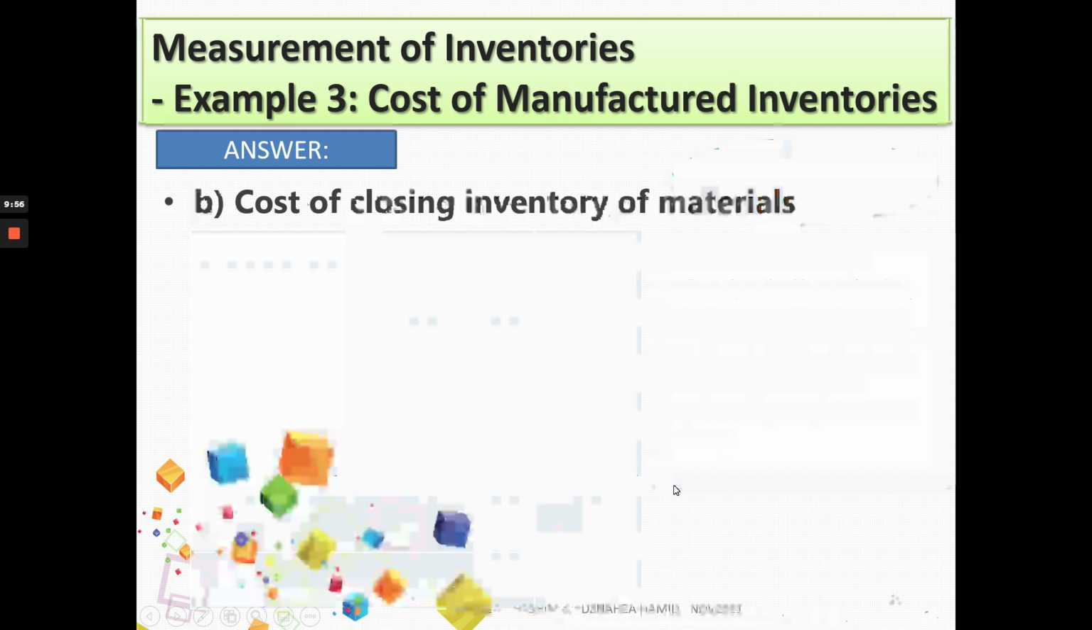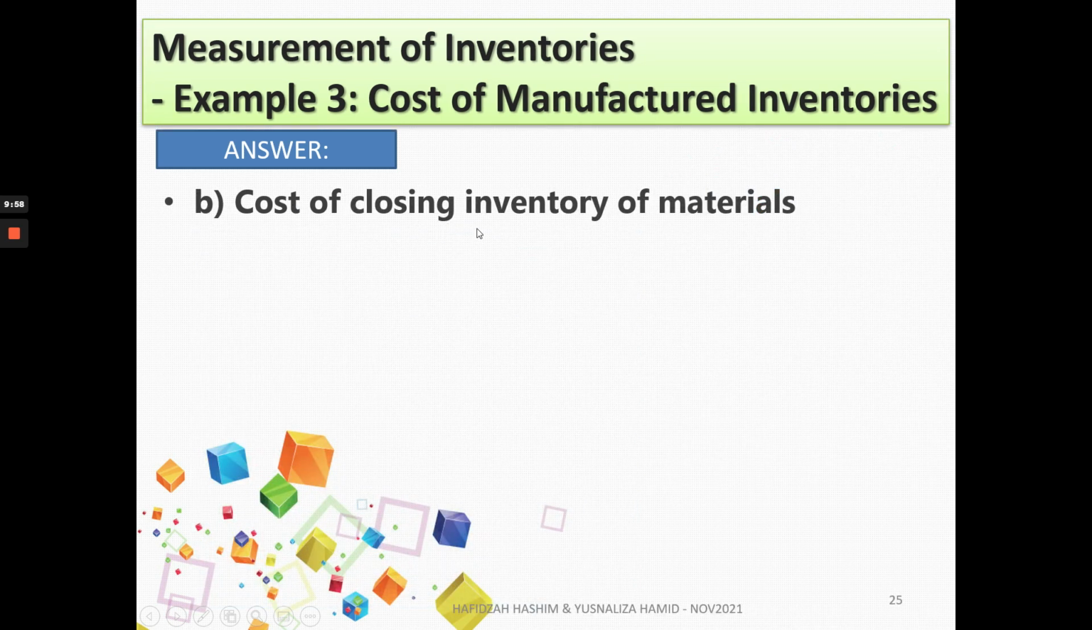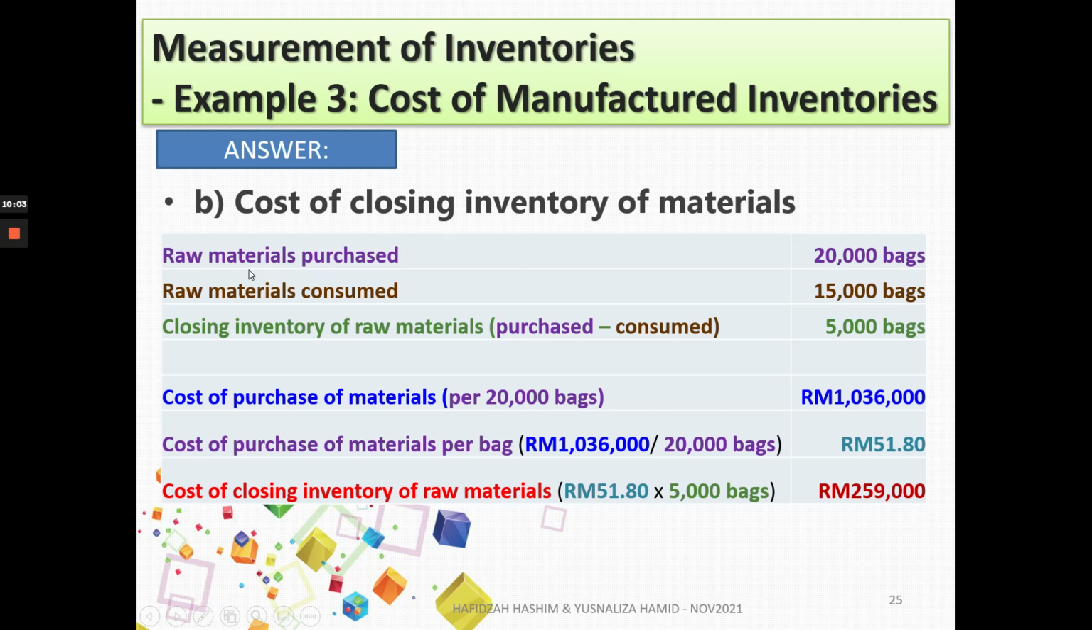Let's look at the second part, which is to calculate the cost of the closing inventories of the raw material. If you can still recall earlier, the raw material purchased was 20,000 bags, and the raw materials consumed, from the information, was 15,000 bags.